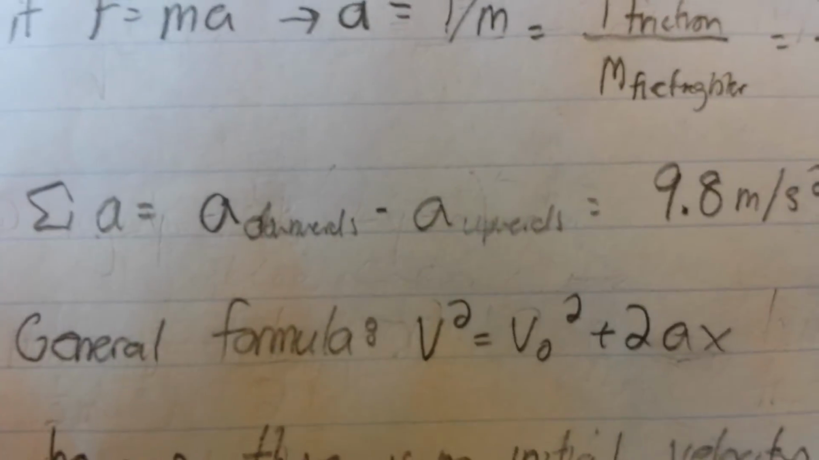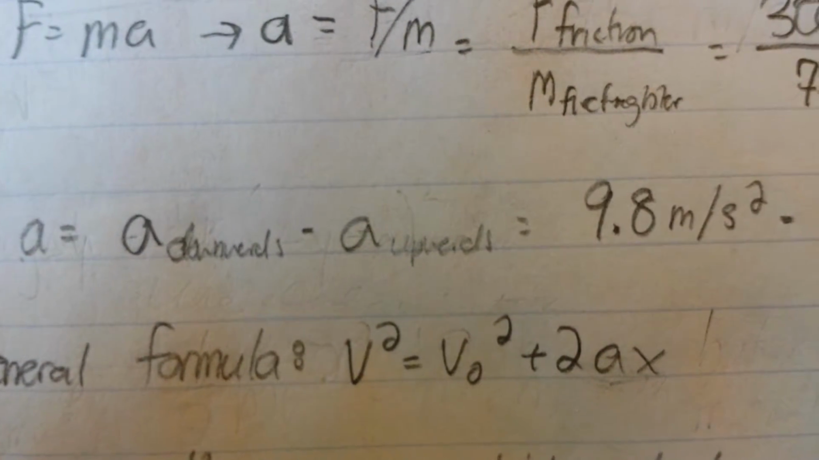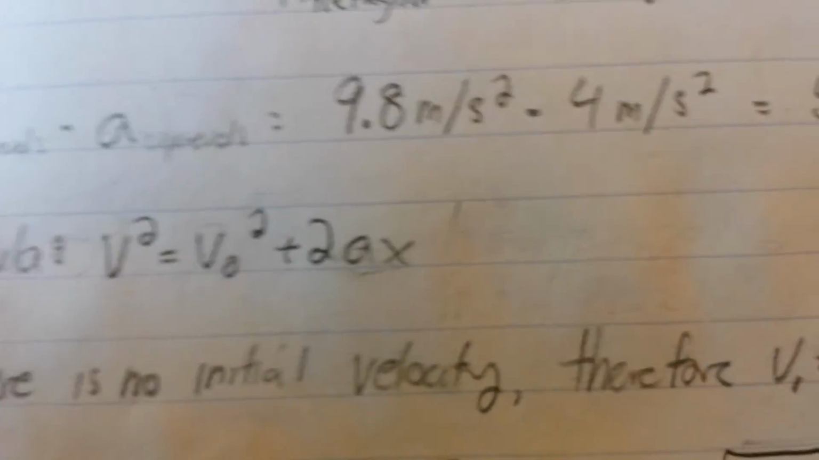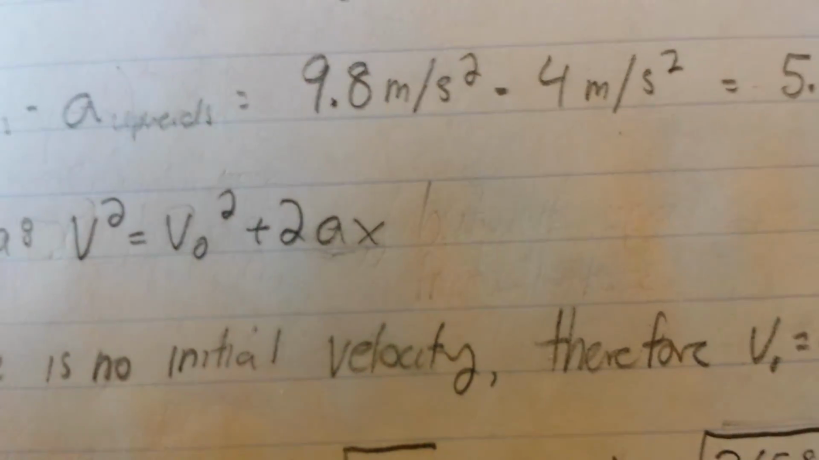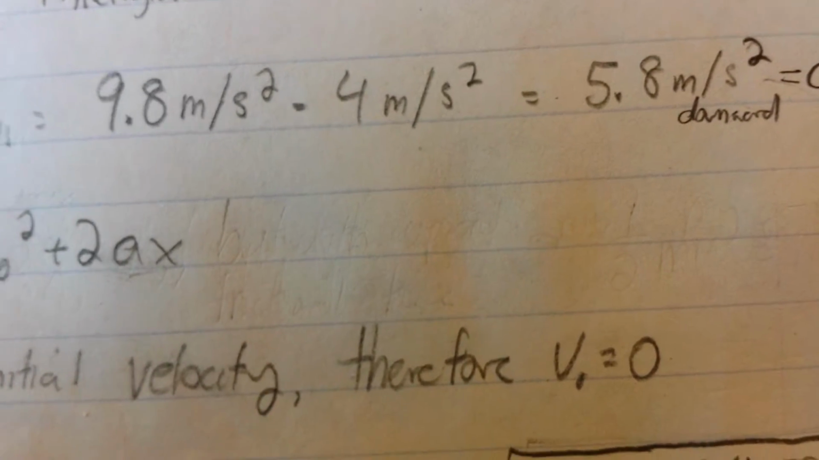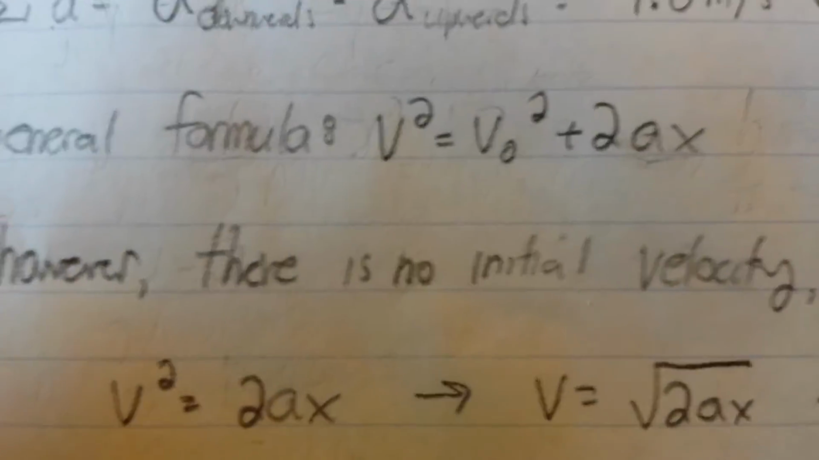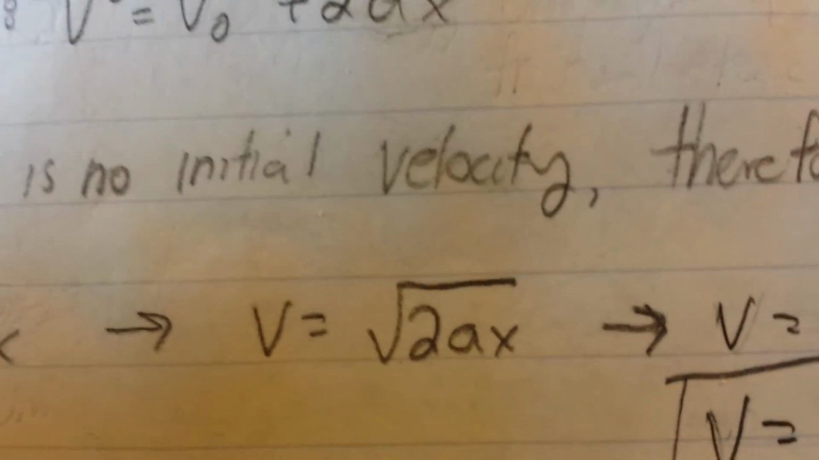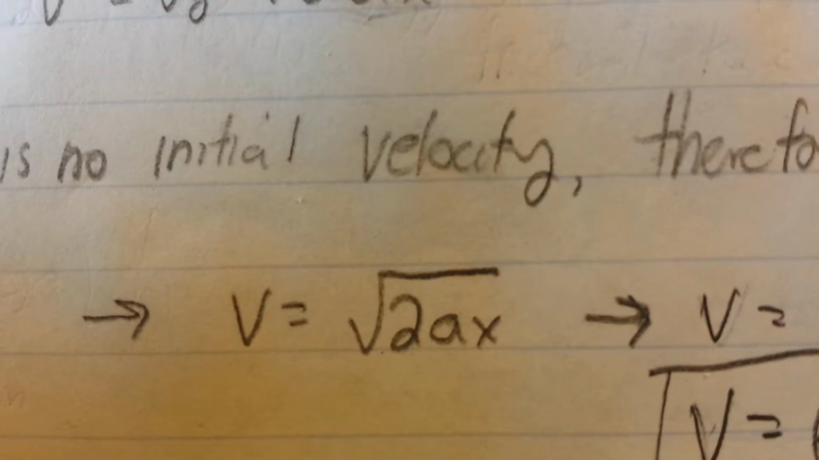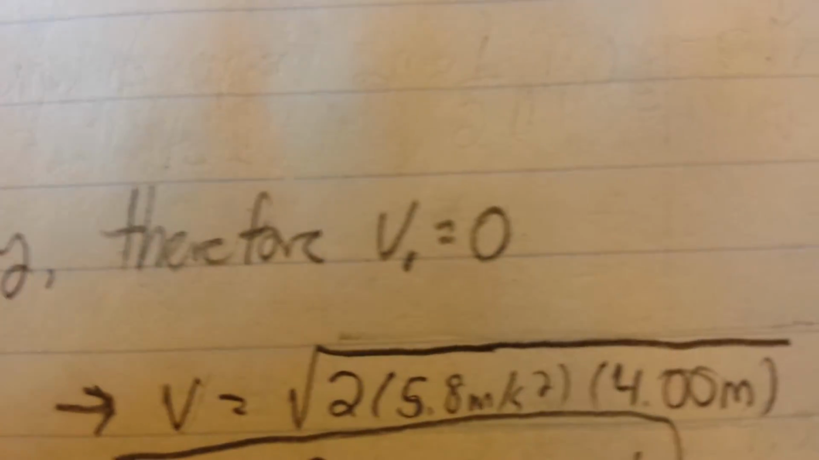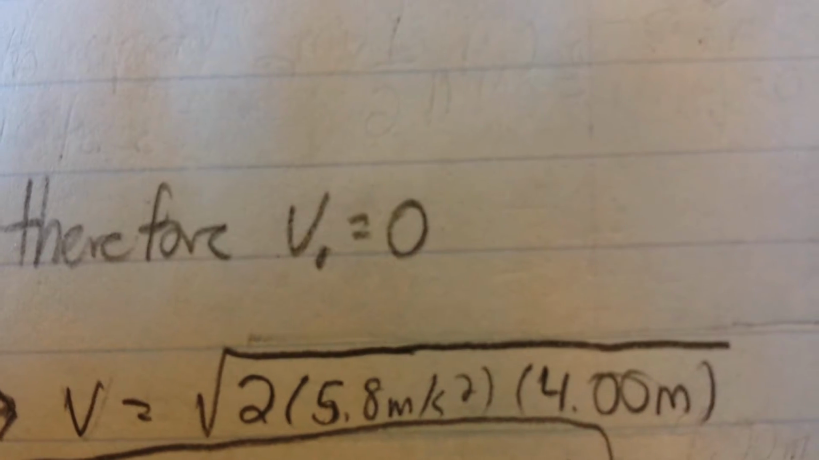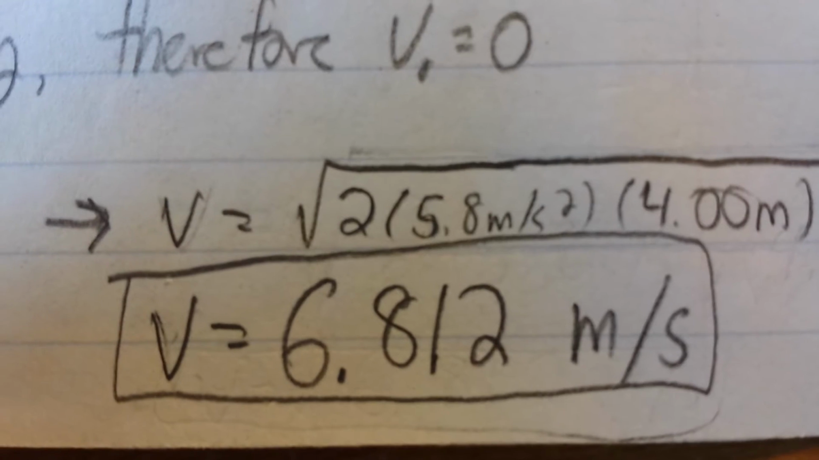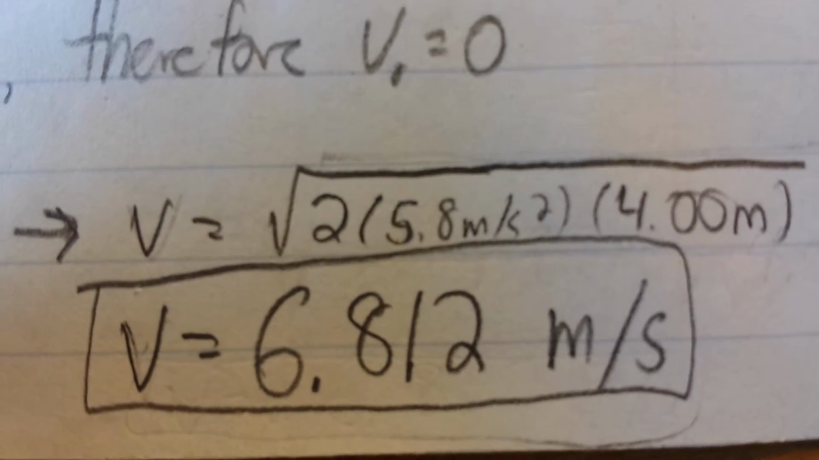So you plug that into the general formula of v squared is equal to v naught squared plus 2ax. However, there is no initial velocity given; she starts her slide down at 0 meters per second. Therefore, v naught would be 0. So if v naught is canceled out, you get v squared is equal to 2ax. You square root both sides. You get v is equal to the square root of 2ax. Plug in the values. That would be 5.8 meters per second squared, and 4 meters, and your answer should come out to be 6.812 meters per second.